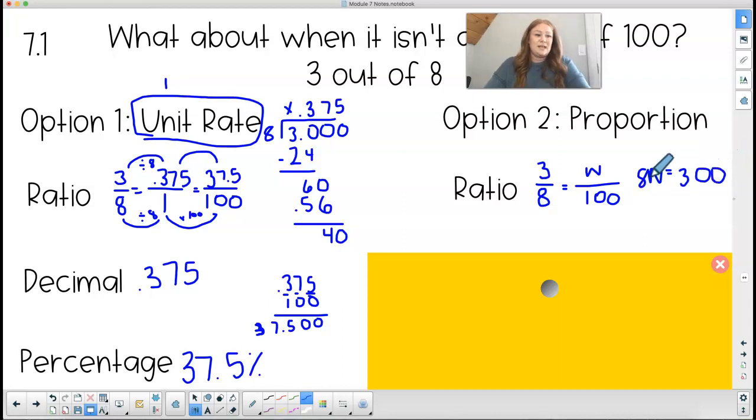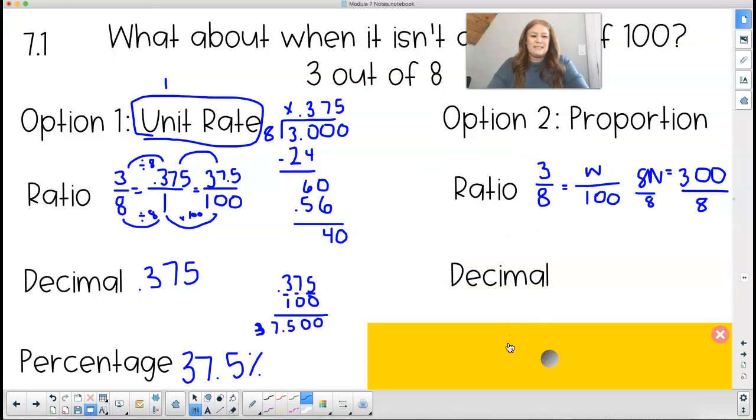And I want to get this W all alone. I want to know what is this percent. So the opposite of timesing by 8 is to divide by 8. So now I am doing 300 divided by 8. So here's my ratio. My decimal, again, remember, I can take my decimal and do 3 divided by 8 to get that decimal. Well, there's my decimal. I know 3 divided by 8 is 0.375.